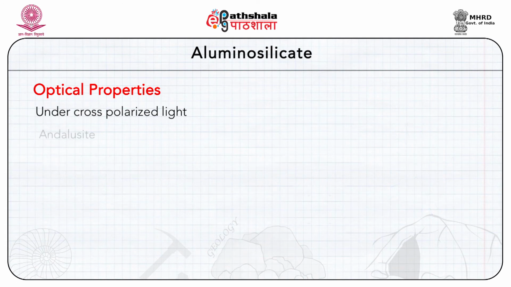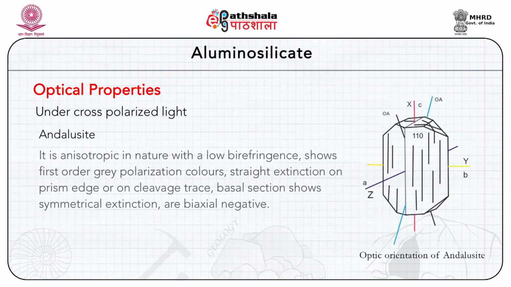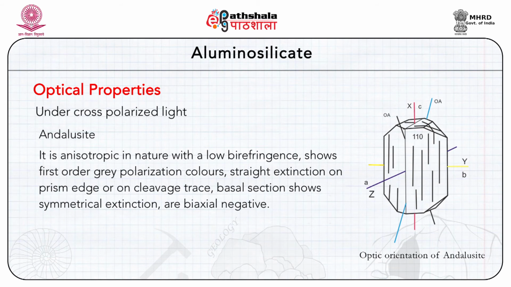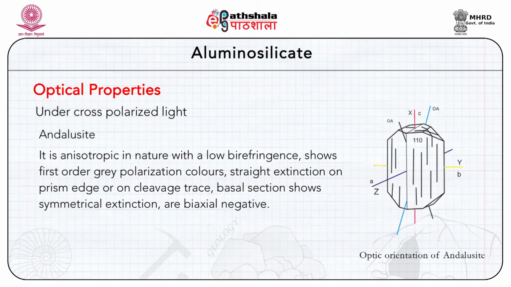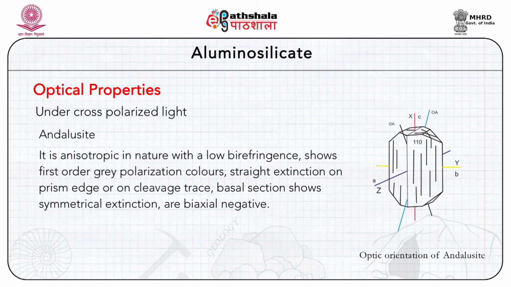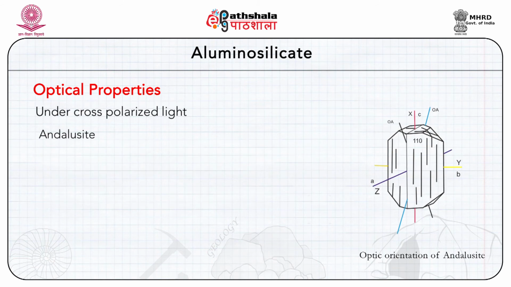Then we have the optical properties of andalusite. It is anisotropic in nature with a low birefringence, shows first order gray polarization colors, and straight extinction on prism edge or on cleavage trace. The basal section shows symmetric extinction. It is biaxial negative in nature.